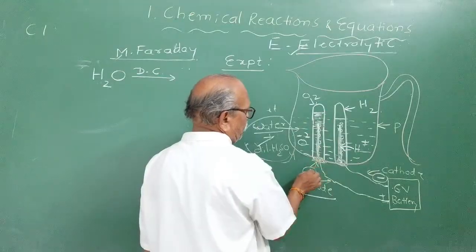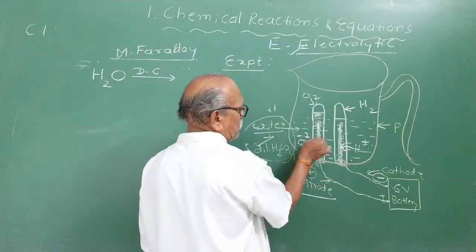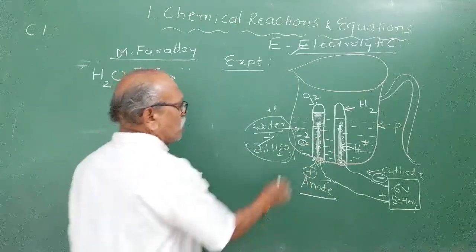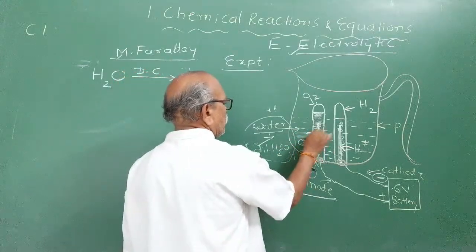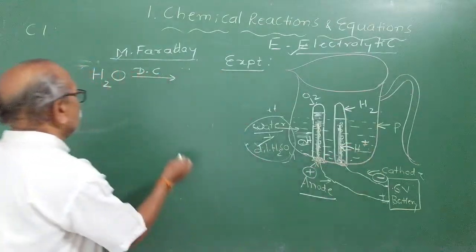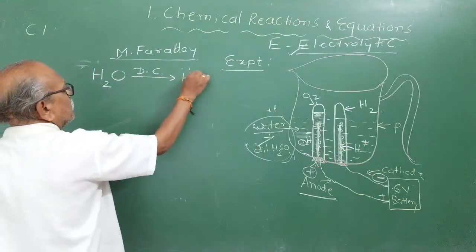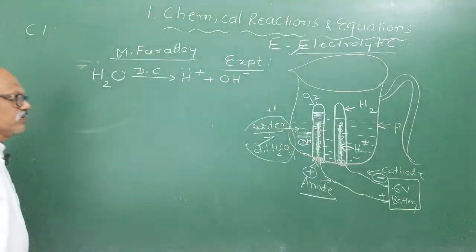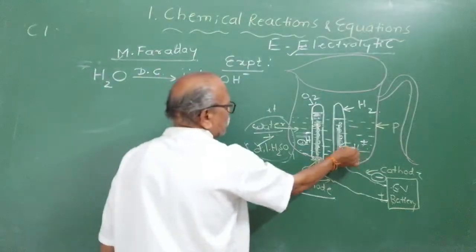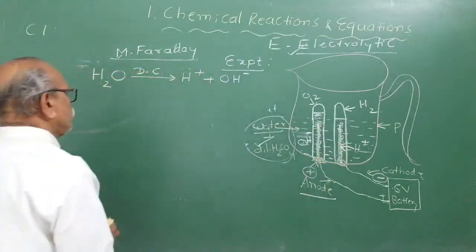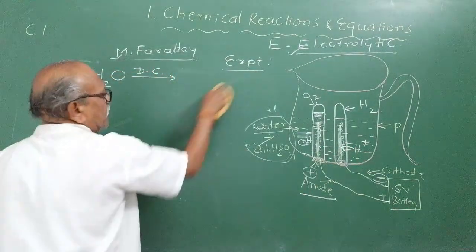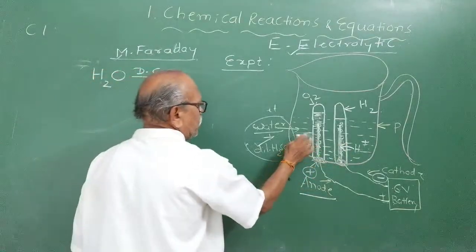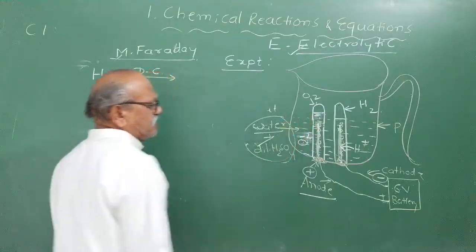This electrode has a positive charge, therefore negative ions, the oxide ions, or OH minus ions, will move here. Water contains H plus and OH minus ions. These ions are attracted towards the positive electrode and the negative electrode respectively. I will not go into more details here.